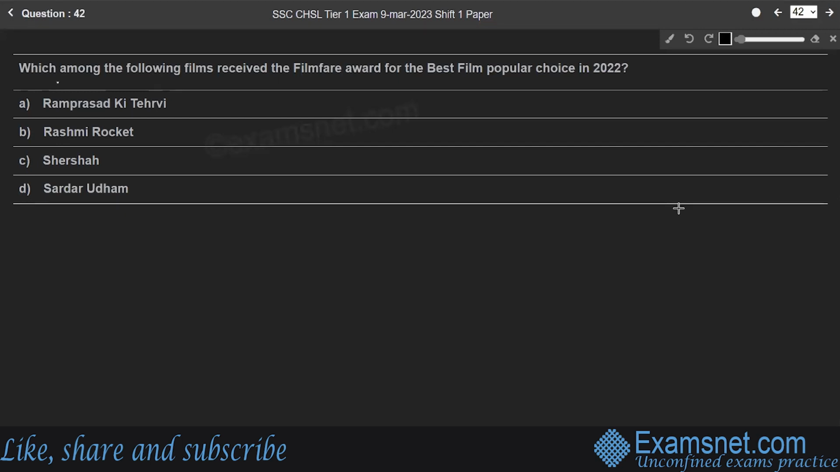Question 42. Which among the following films received the Filmfare Award for the Best Film Popular Choice in 2022? Option A, Ram Prasad Ki Tehrvi, option B Rashmi Rocket, option C Shershah, and option D Sardar Udham. Here option C, Shershah film received the Filmfare Award for the Best Film Popular Choice in 2022. The Filmfare Awards are one of the most prestigious film awards in India.